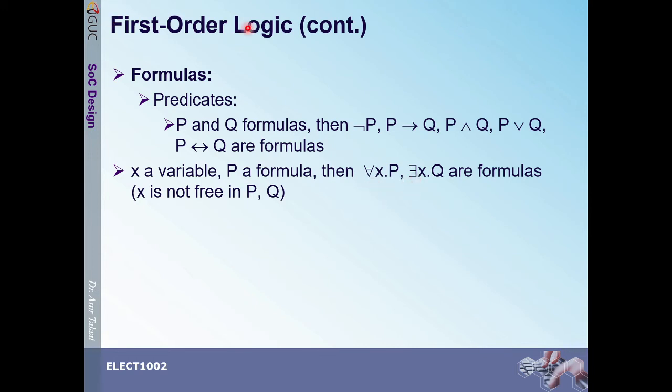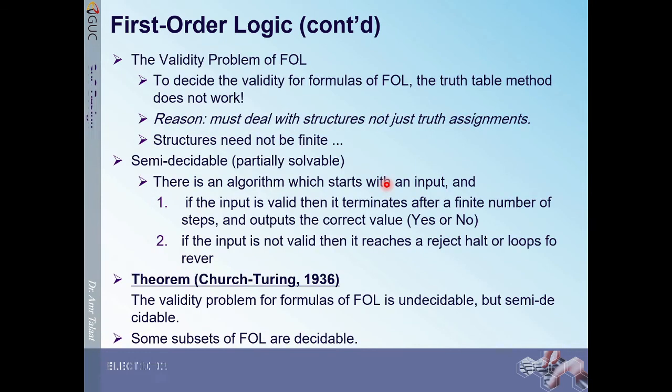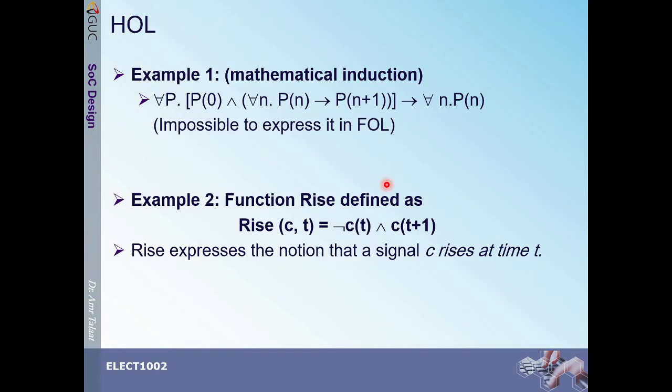In the first order logic, I can quantify only over variables. What if I want to quantify over functions? It's very simple. If I say for all P, P of 0 and for all n, P of n implies P of n plus 1, this implies for all n, P of n. You know what this is? This is induction. This is what we know as the induction theorem. As soon as we write this function, this is mathematical induction, we all know it. We can never express it in first order logic.